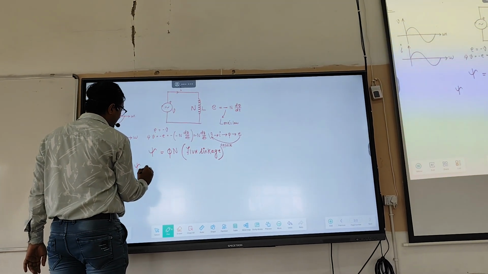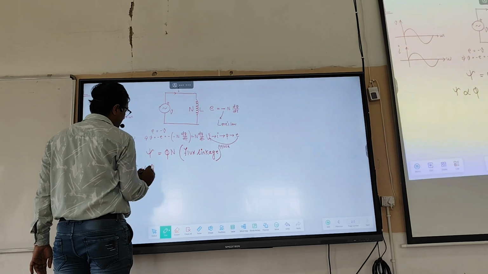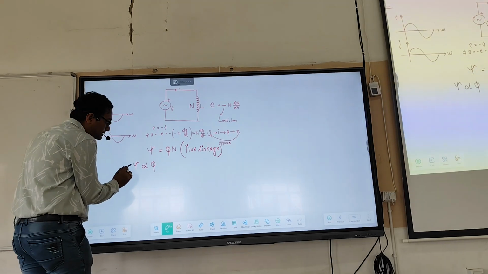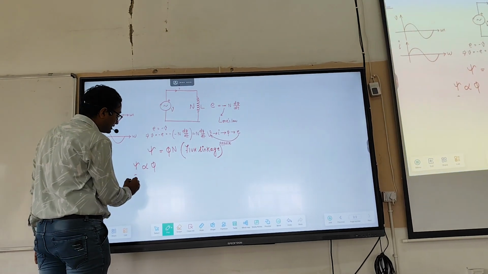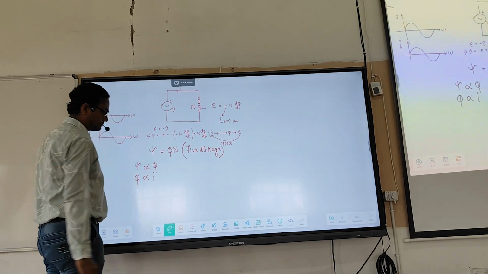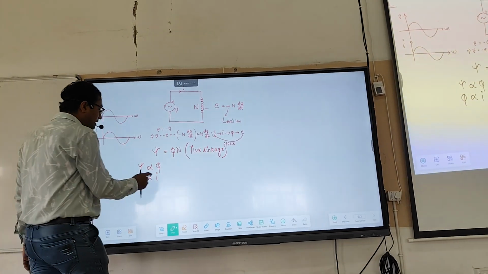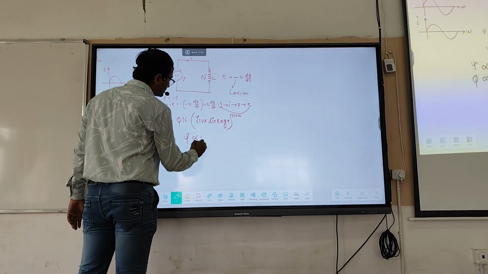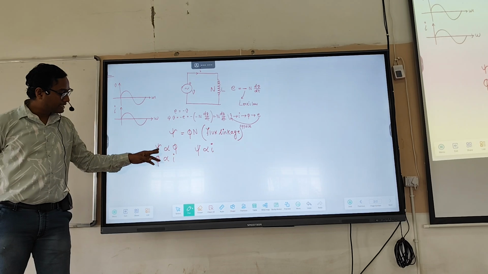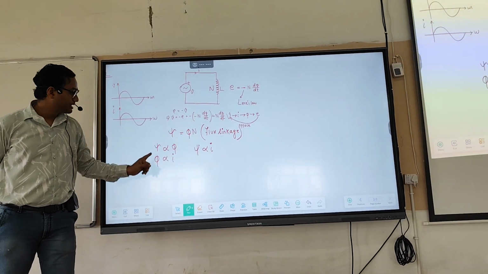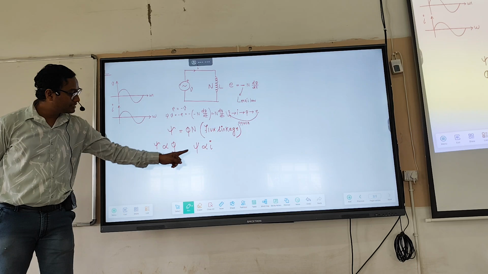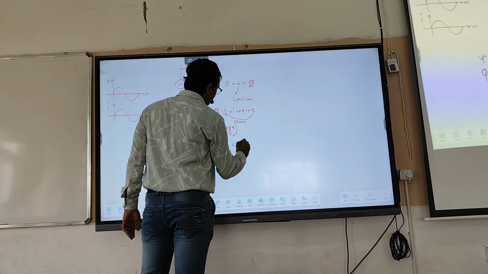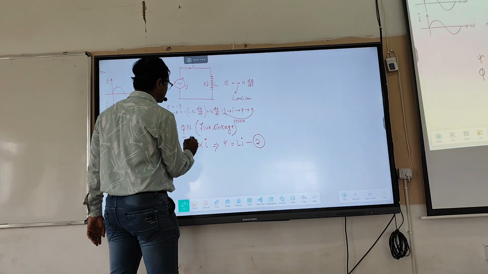Psi is directly proportional to phi. Let us see that formula later. Now this flux linkage is directly proportional to the flux, and this flux is directly proportional to the current according to Ampere's law. So psi is directly proportional to I. So I can write psi is equal to L i. That is equation 2, and that is equation 1.